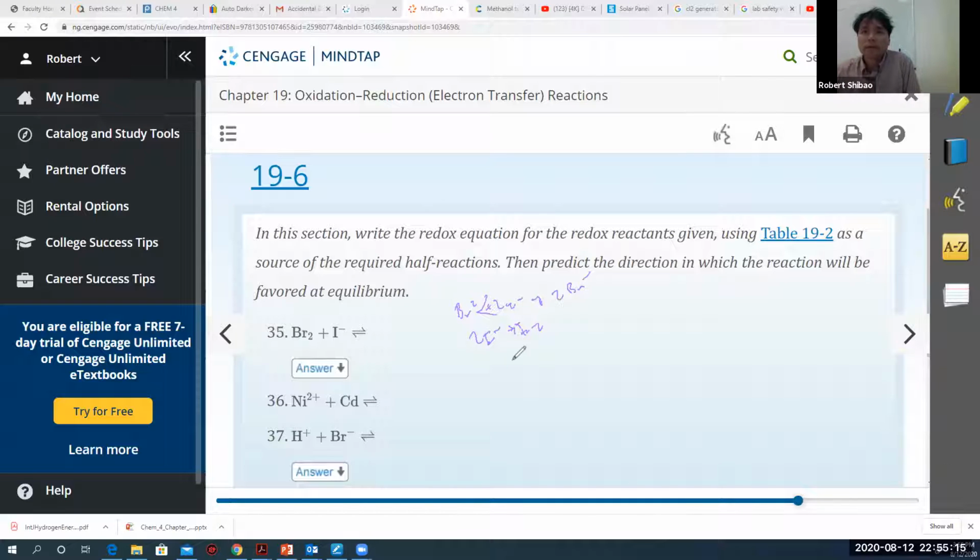Plus 2 electrons. It's here. And then add these. 2 electrons are being consumed, 2 electrons are being produced, so we could just add those straight. We don't have to multiply by any coefficient for those.